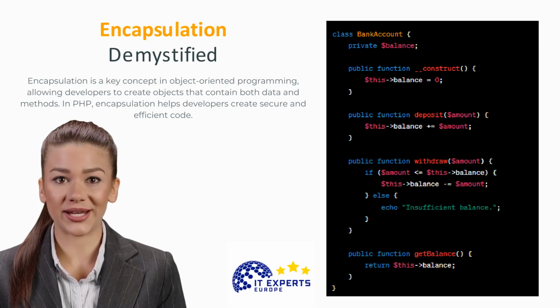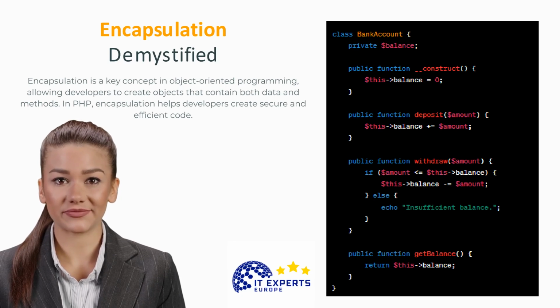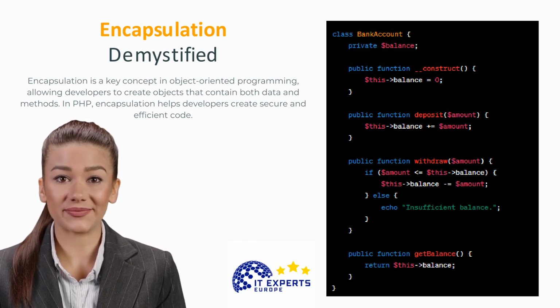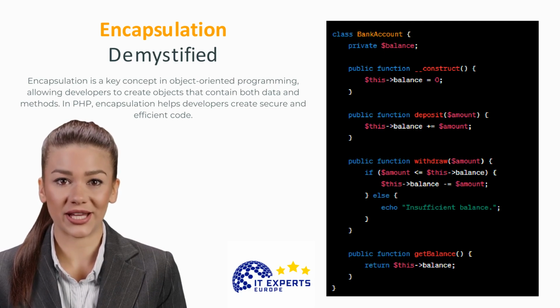Finally, we come to encapsulation. It allows us to hide the internal details of an object and expose a well-defined interface for interaction. In PHP, we achieve encapsulation through access modifiers: public, protected, and private. Let's see an example. In this example, the bank account class encapsulates the balance property and provides methods to deposit, withdraw, and retrieve the balance. The balance property is marked as private, making it accessible only within the class itself. The public methods act as the interface through which external code interacts with the object.